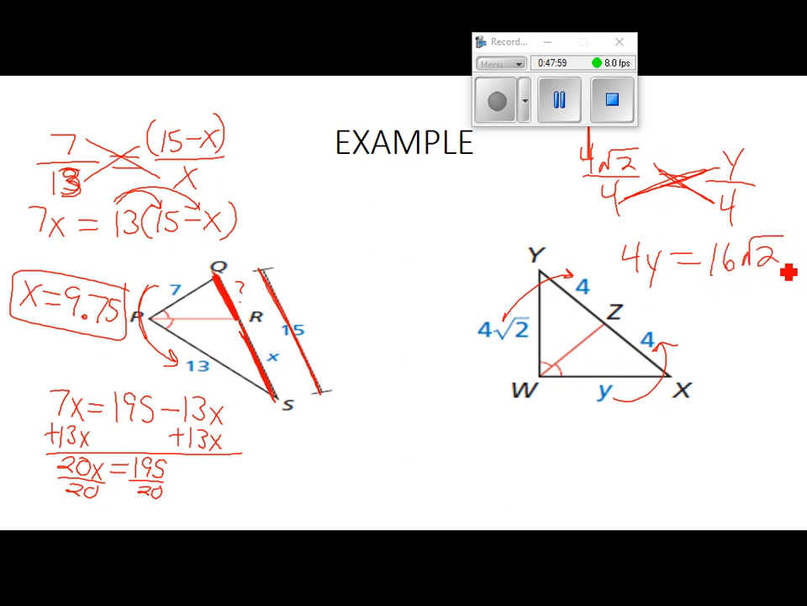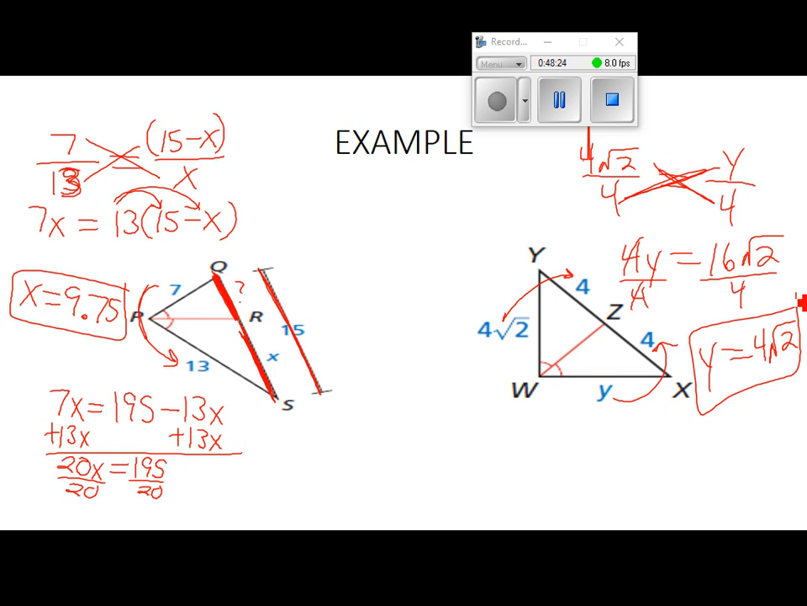All right, Luke, don't let this confuse you. Just sort of ignore that square root of 2 there, because we're doing the exact same thing the same way. Divide both sides by 4. These cancel out. What's y equal? What's 16 divided by 4? 4 times the square root of 2. That's your answer.